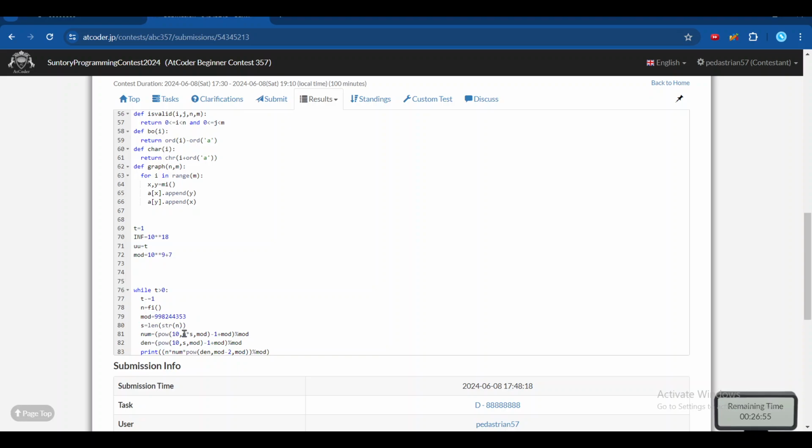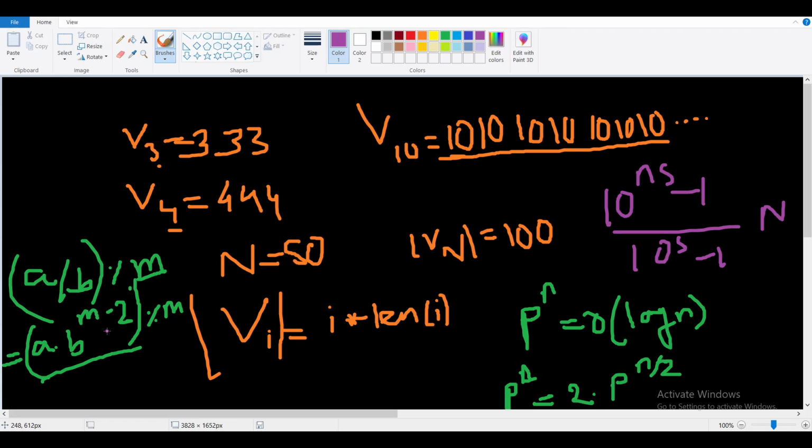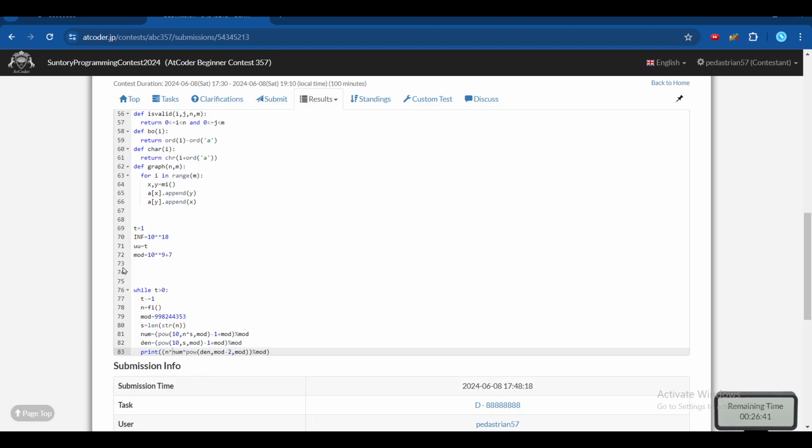Now we are finding 10 to the power n s minus 1, and this is the numerator, and the denominator is 10 to the power s minus 1. Now we are multiplying n into the numerator, and we are taking the denominator to the power mod minus 2. Okay, and after that we are taking the modulo of the entire thing with mod.